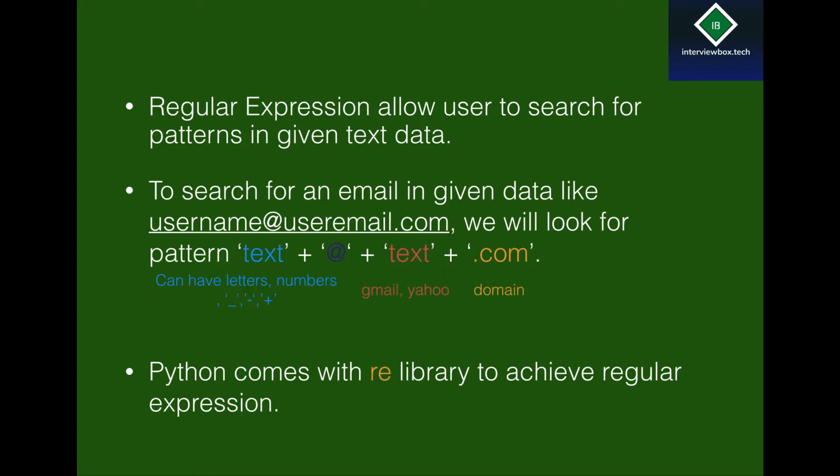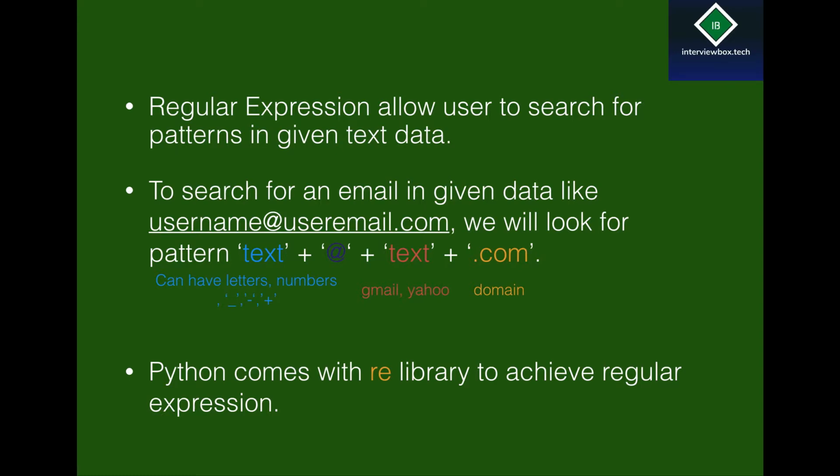For example, to search for an email in given data, we know the pattern, we know how an email ID is generated. It's your username, then an @ symbol, then the user mail, where you created your email, for example Yahoo or Gmail. Then you have a dot, and then a domain name, like .com or .tech or .io. So based on that information we can create a pattern.